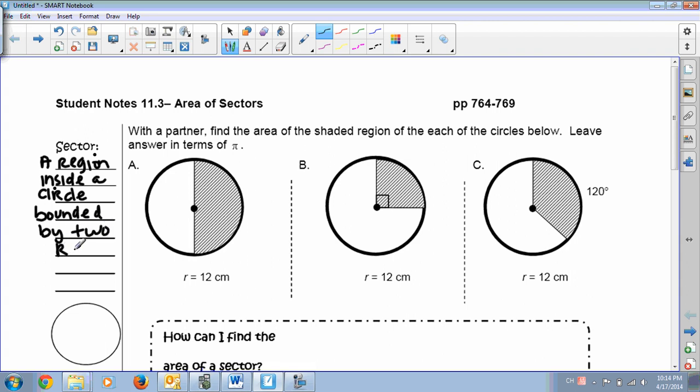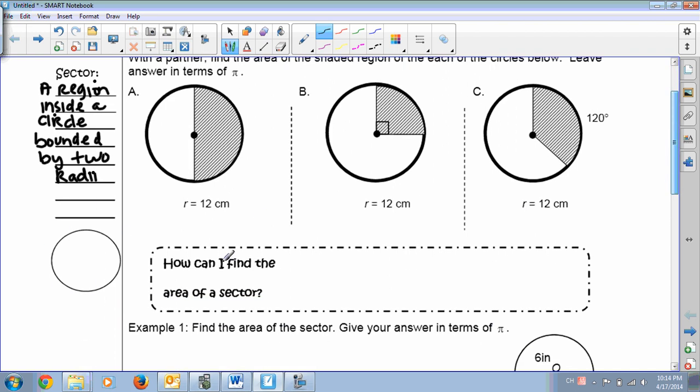Okay. For example, it's basically just like a piece of pie. So here's our whole piece of pie, and a sector is just a piece of it. So from the center, you have two radii, one there, and this little part is the sector. So it's just basically a part of the whole circle. That's all a sector is.